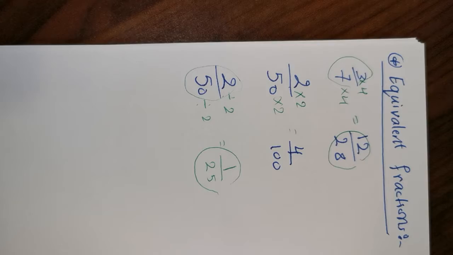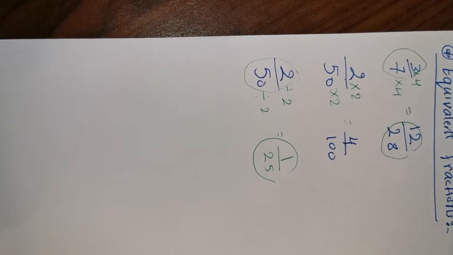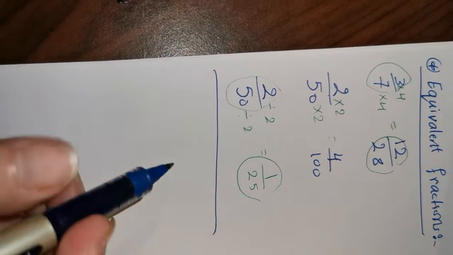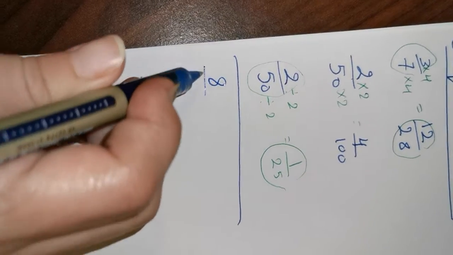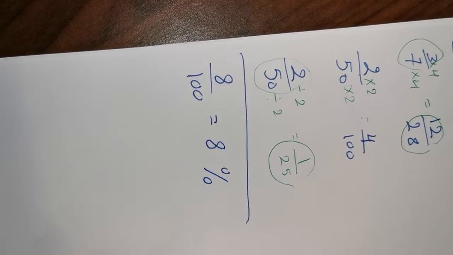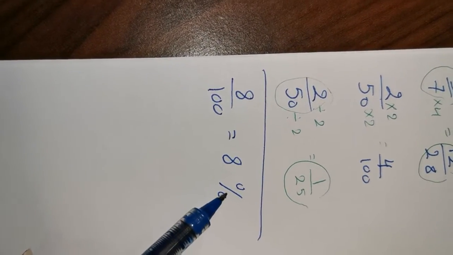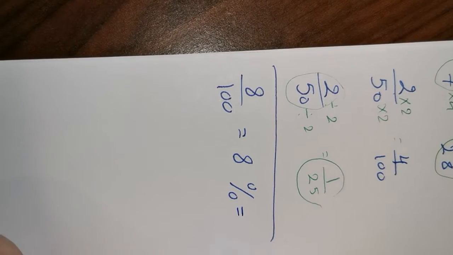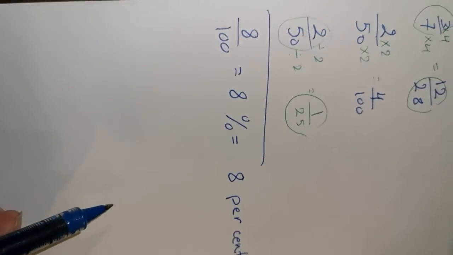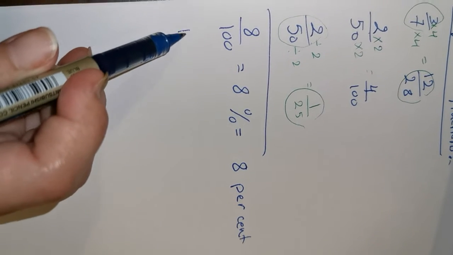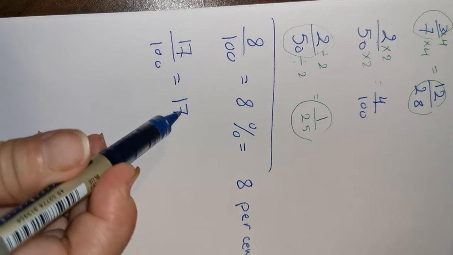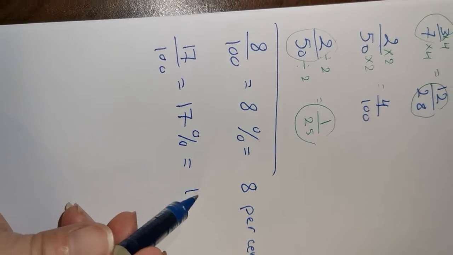Okay, what about the percentage? What is a percentage? Any fraction with denominator 100 can be written as a percentage. Like 8/100 can be written as 8%. So you will write the percentage sign instead of this 100, which is 8%. And you can write 17/100 like 17%, which means 17%.